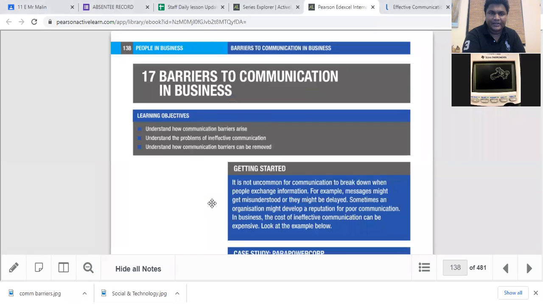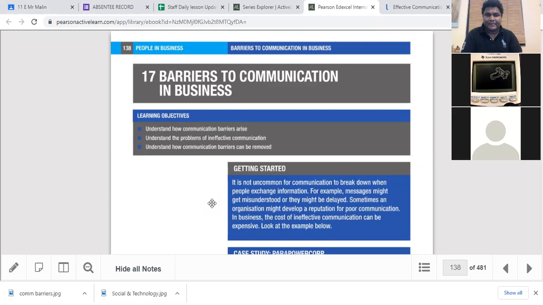In this lesson, we are going to mainly learn about the different types of barriers to communication, and also understand the problems of ineffective communication. And finally, understand how these communication barriers can be removed. The solution for removing these barriers we are going to discuss in this chapter.